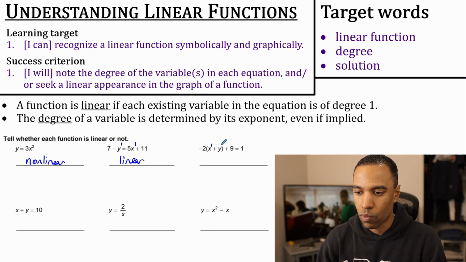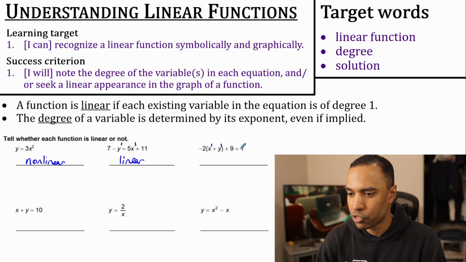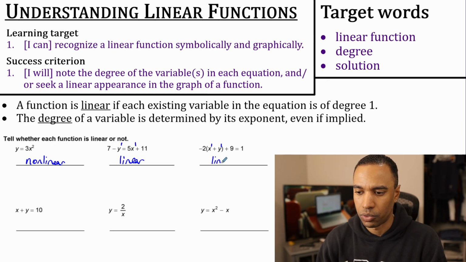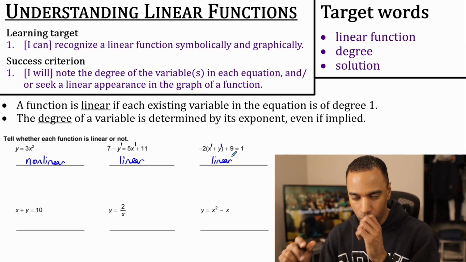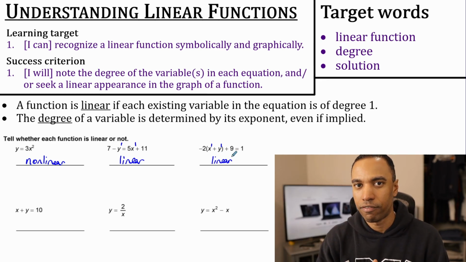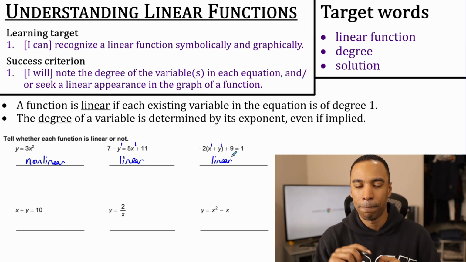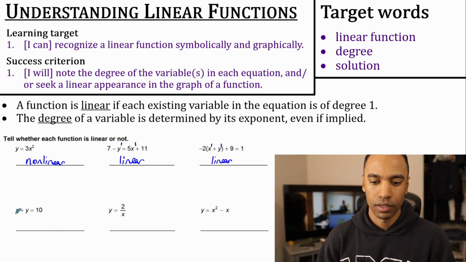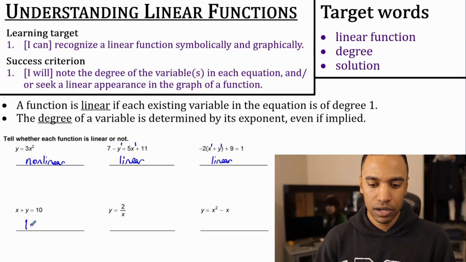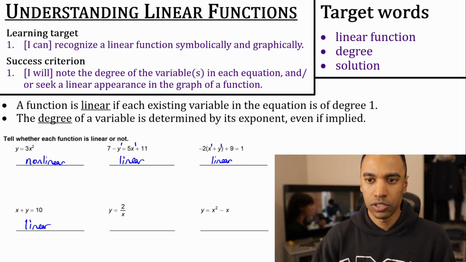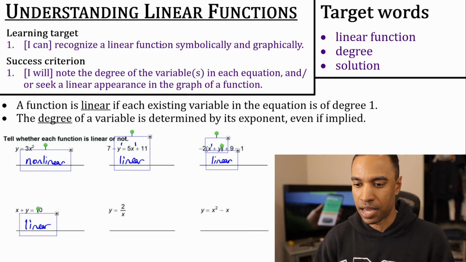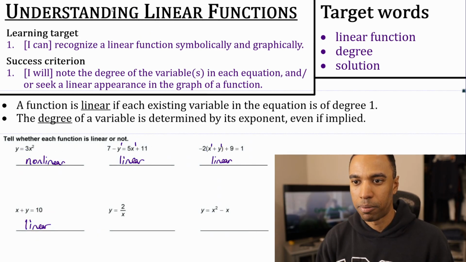X, degree 1, y, degree 1. Yeah, I could distribute the negative 2, do things like that. This is also linear. So I'm doing it in a point-blank way. I'm really looking at the degree of the variable, and I'm letting you know right then and there, is it linear or not? X plus y equals 10, also linear, all of degree 1 there. That works. I'm going to make these purple just to keep the purple theme going.